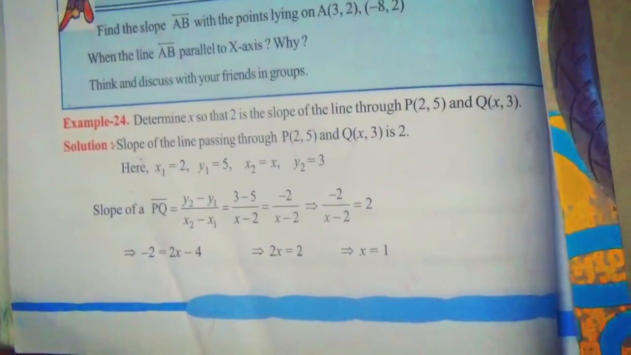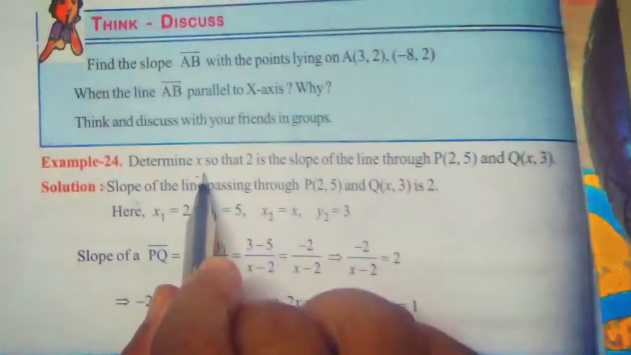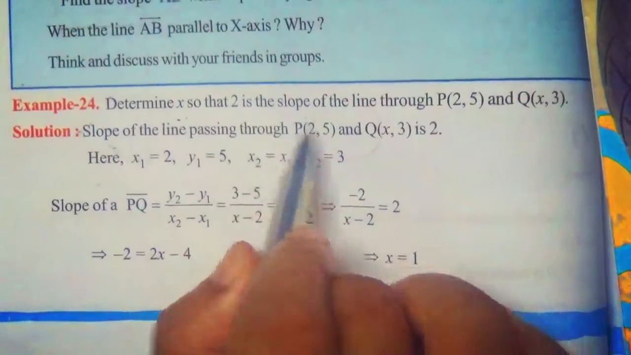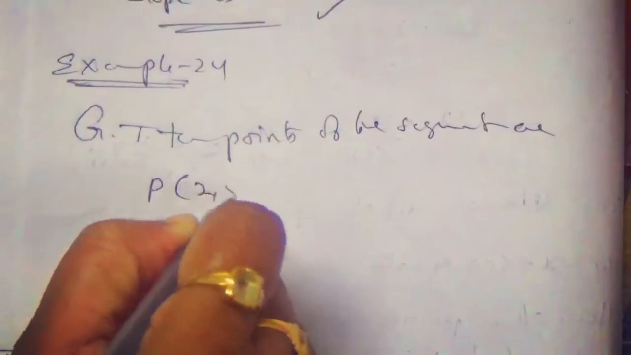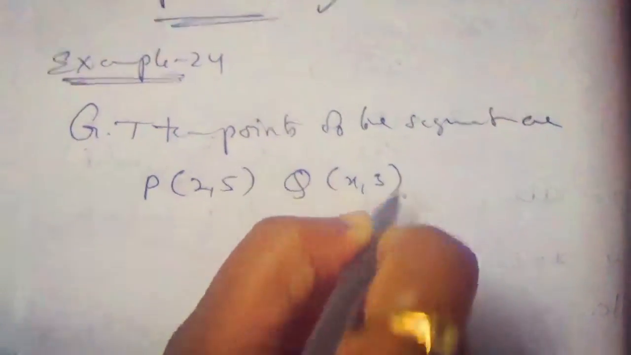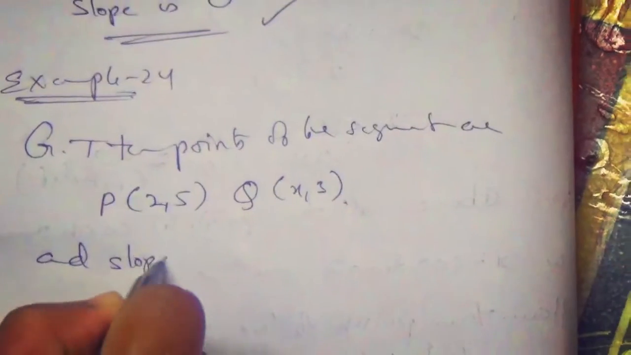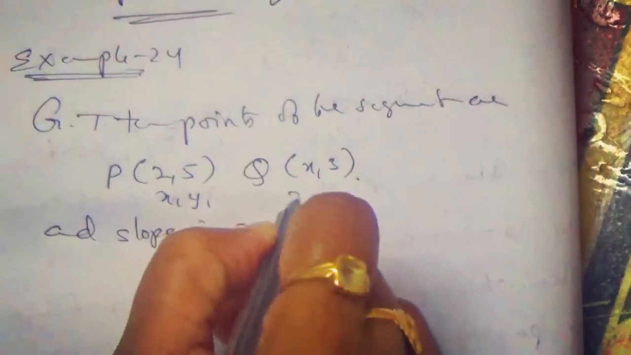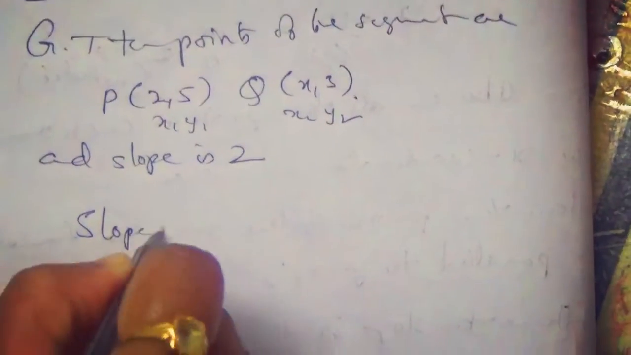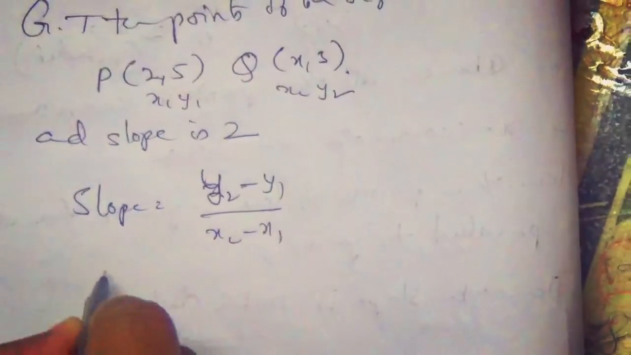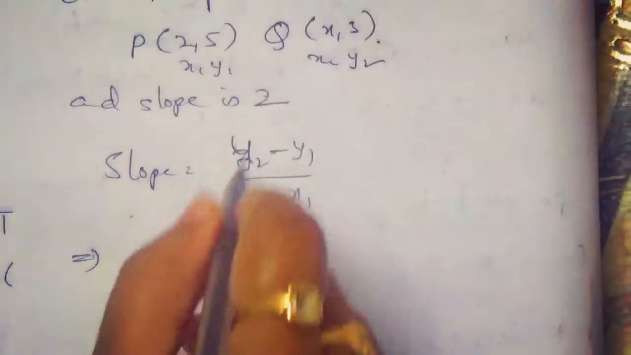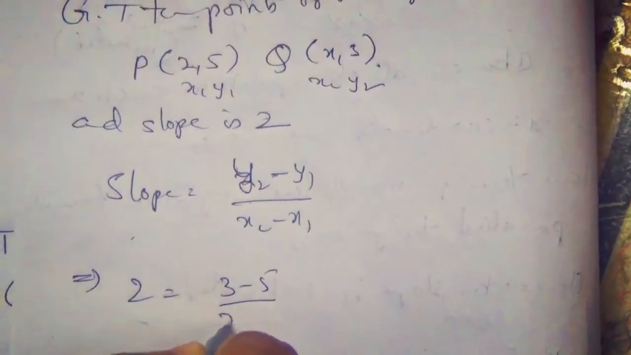Okay. For next, example 24. Here we have to find this x. The slope which was given as 2. Given that the points of line segment are P (2, 5), Q (x, 3), and slope is 2, x1 y1, x2 y2. Slope is equal to y2 minus y1 by x2 minus x1. What is slope? 2 is equal to 3 minus 5 by x minus 2.